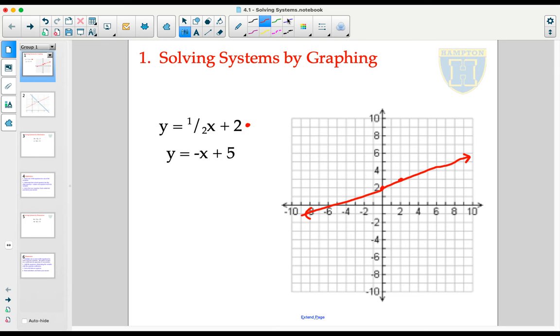When we graph the second one, we're probably going to want to be a little bit more careful to make sure we're graphing with accuracy. Because we are looking for the intersection point, we want to make sure that we can find that intersection point and be able to see it on the graph. So it's one thing to say, I see that they intersect. It's another thing to say, I see where they intersect. So we want to be very careful when drawing this next line.